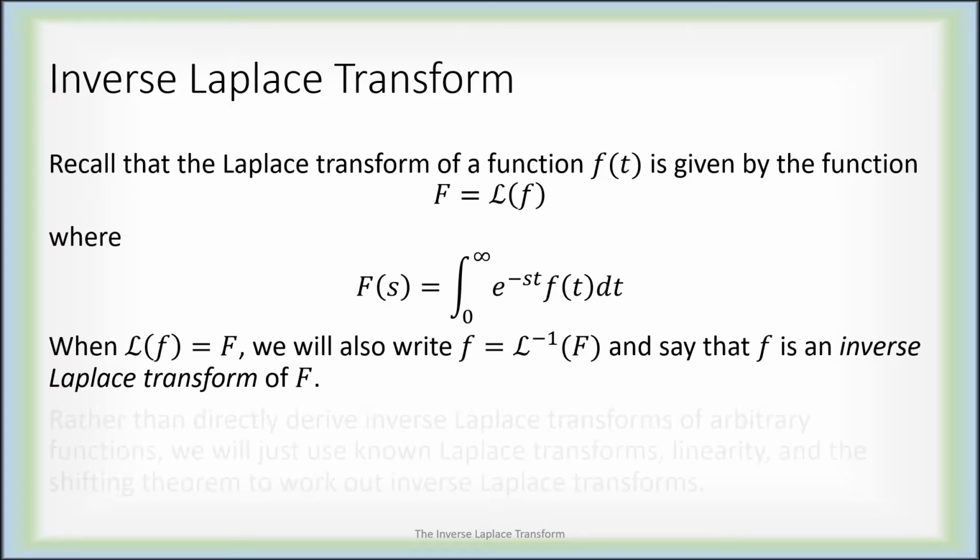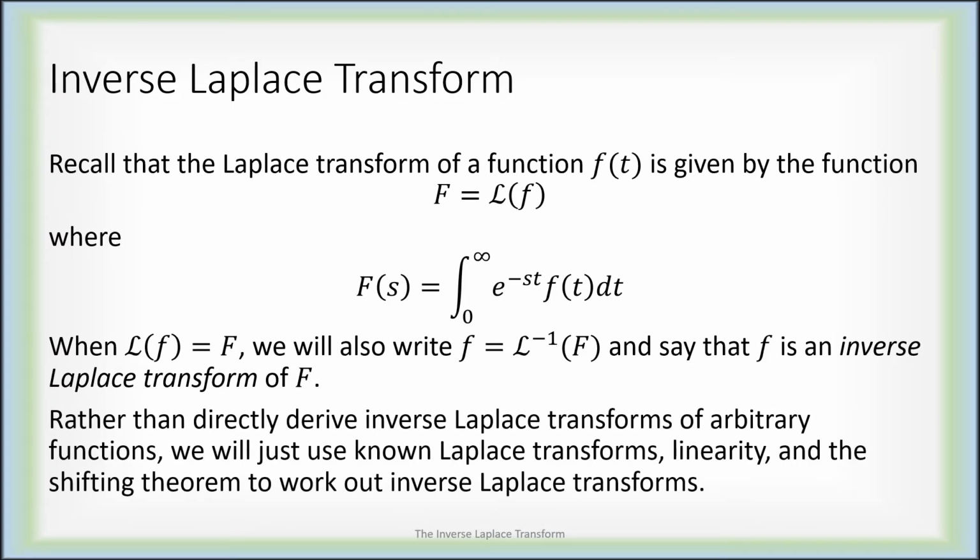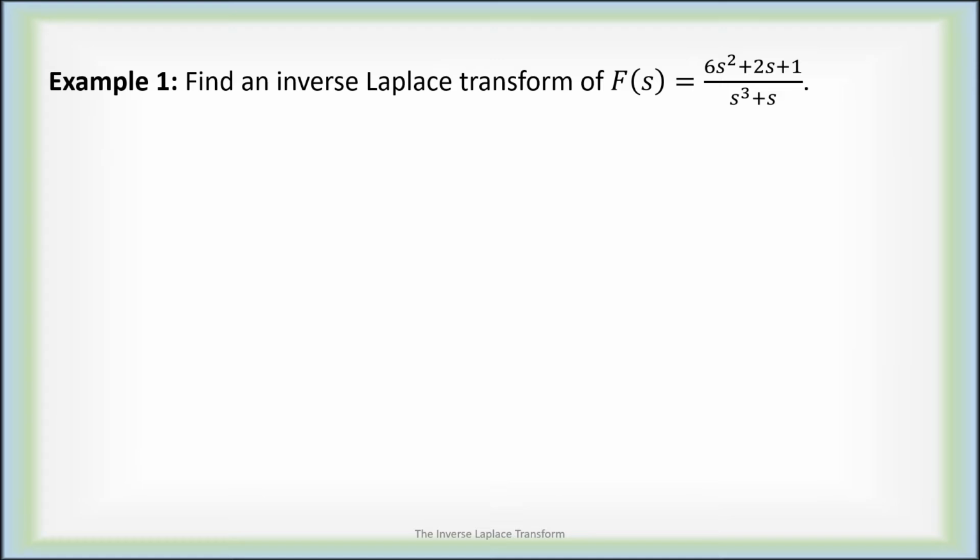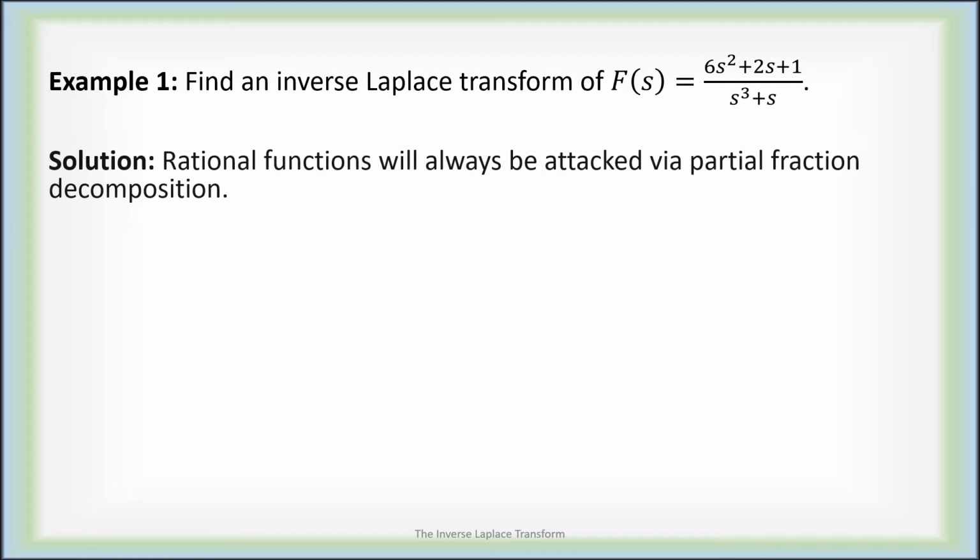Rather than directly derive inverse Laplace transforms of arbitrary functions, we're just going to use known Laplace transforms, combine them with linearity and the shifting theorem to work out inverses. As a first example, let's find an inverse Laplace transform of capital F of s, which is equal to 6s squared plus 2s plus 1 over s cubed plus s.